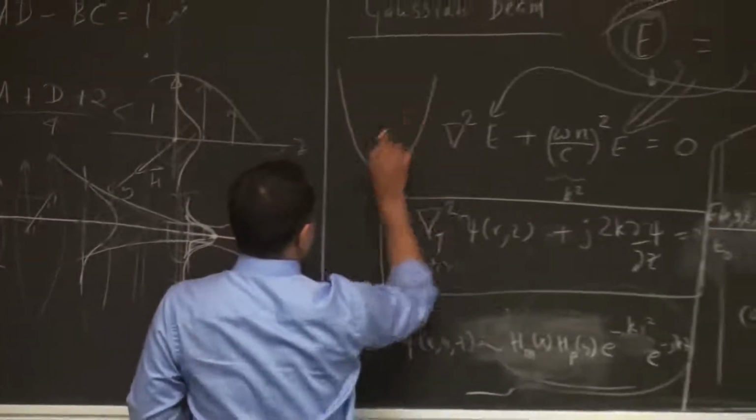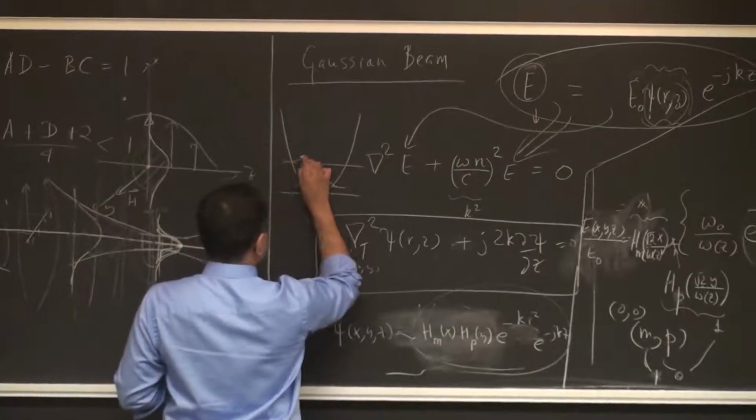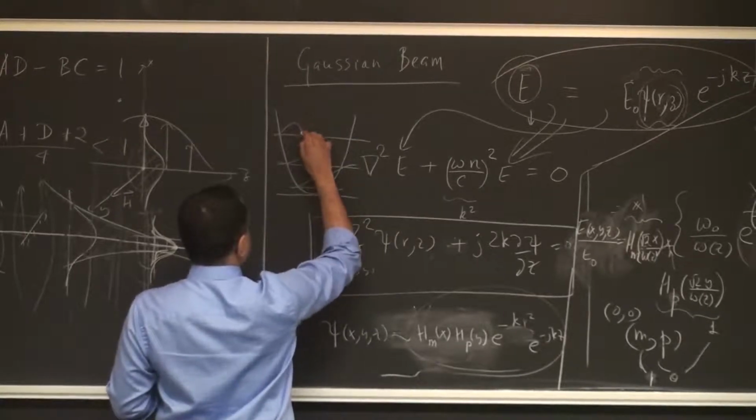Just as an analogy to quantum mechanics, your ground state wave function looks like that. The first excited state would do that. These are all also Hermite polynomials in quantum mechanics.